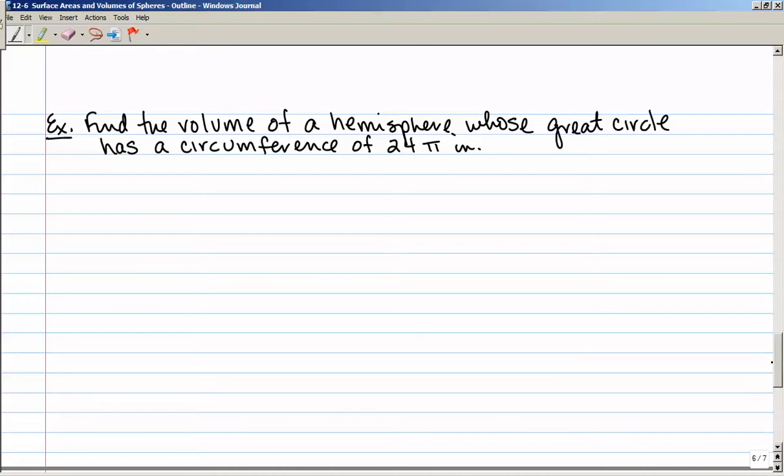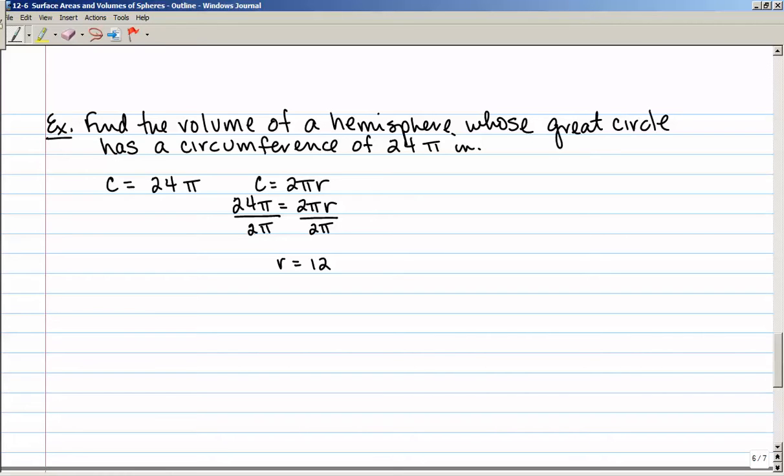Here's another example. Find the volume of a hemisphere whose great circle has a circumference of 24 pi inches. So that great circle, you might want to think of it as being the equator on the Earth. That has a circumference of 24 pi. Now remember, the formula for the circumference of a circle is 2 pi r. So 24 pi equals 2 pi r. And I need to know what the radius is, so I'll divide both sides by 2 pi. So 24 pi divided by 2 pi gives me a radius of 12.